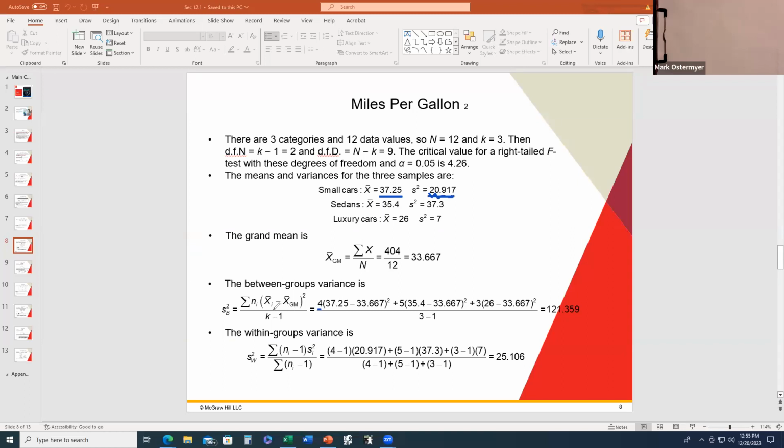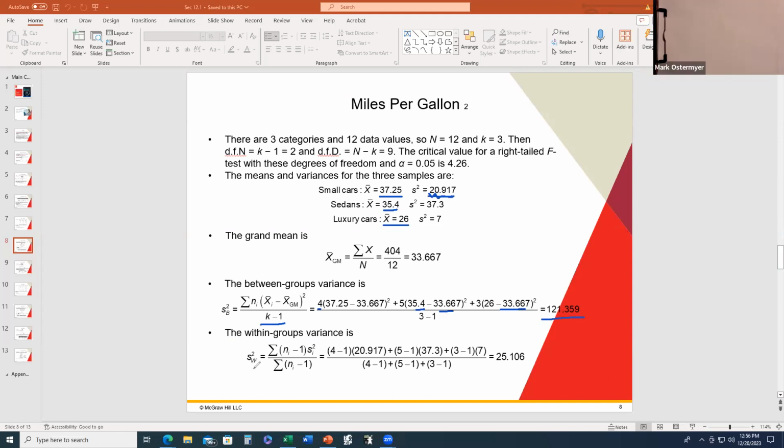So we take the mean of the first treatment or factor, small cars, 37.25, subtract off the grand mean, square that result, add it to the second group of cars, which had five observations, times its mean minus the grand mean squared, plus the third group, whose mean was 26, and there were three observations. Divide by k minus 1, 3 minus 1, k is 3. There are three groups of cars here, three factor levels, or we say three treatment levels. And we get 121.359. That is not your test statistic, however.